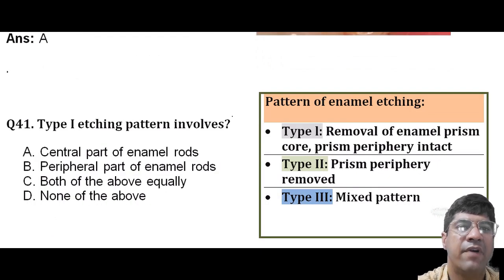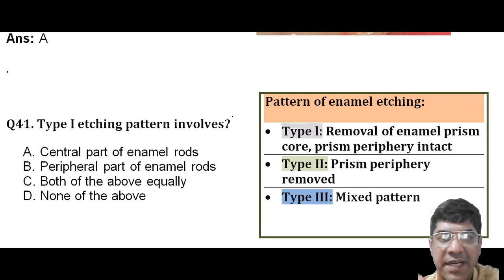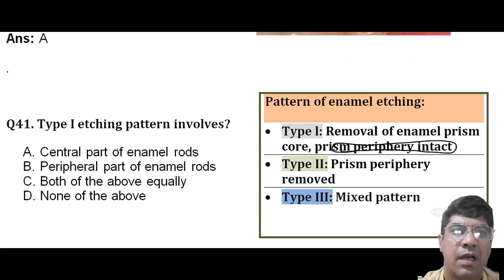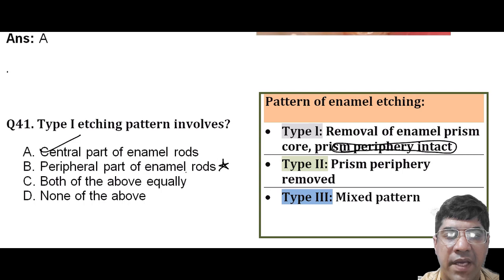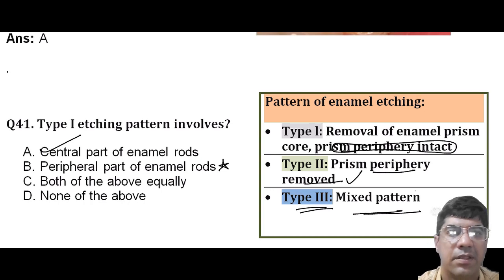Moving to the next question, type 1 etching pattern involves. In type 1 etching pattern, the central part of enamel rods is dissolved, whereas the peripheral part is intact. In type 2, the peripheral part is removed. And type 3 is a mixed pattern. So your answer is type 1.